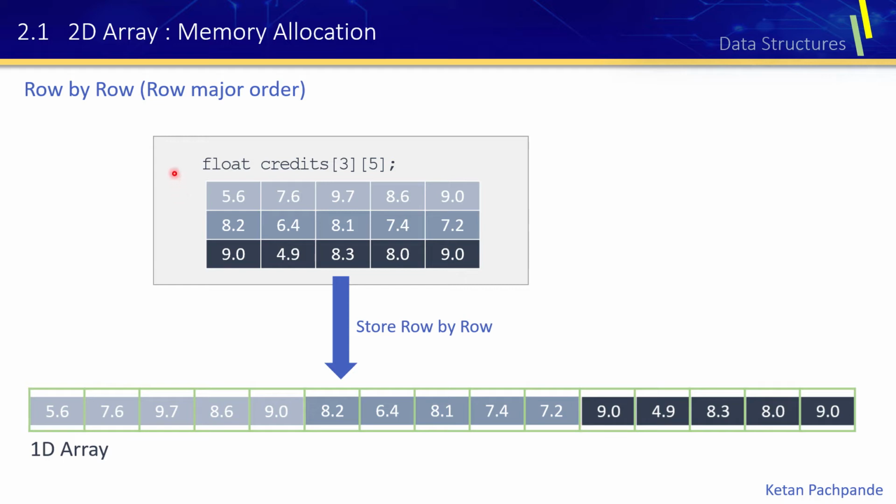But remember, from the programmer's point of view, credits is the two-dimensional array. Means if he is going to access any element of this credits array, then he is going to provide the row number and the column number. And somehow that row number and column number has to be converted into the location in this 1D array.